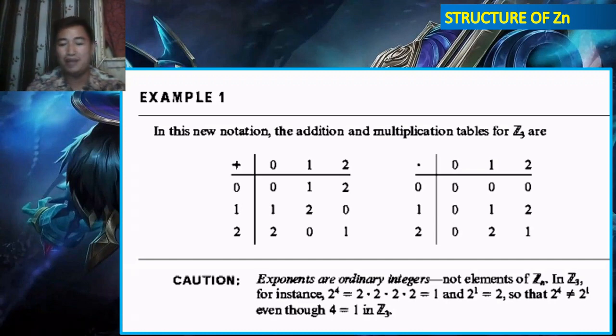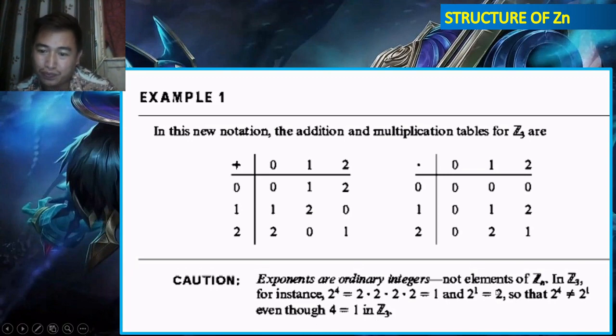16. The remainder when divided by 3 is 1, since 15 is the part divisible by 3. And then 2 to the power of 1 is just equal to 2 in Z3. It is less than 3, so it cannot be reduced. So 2 to the 4 is not equal to 2 to the 1. They are not equal, even though 4 is congruent to 1 in Z3.